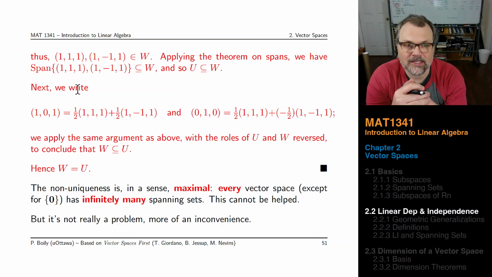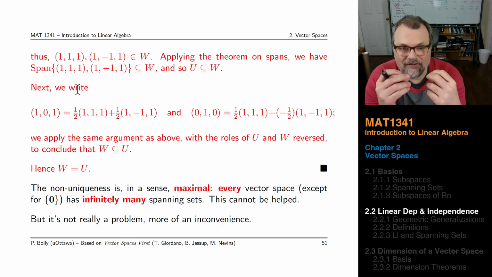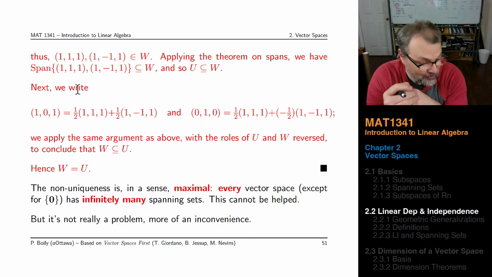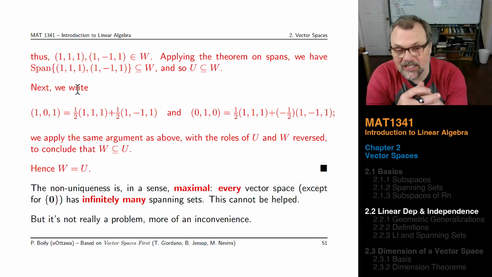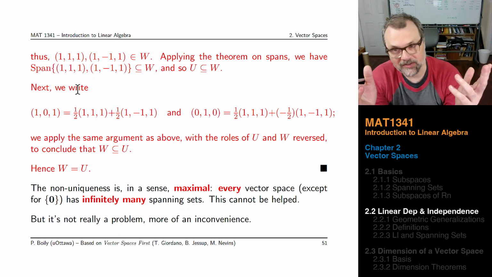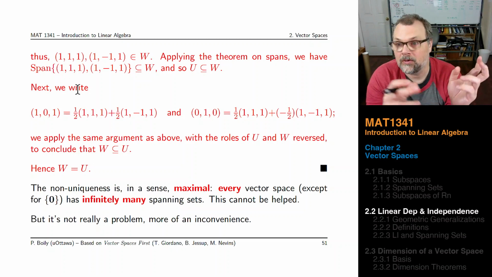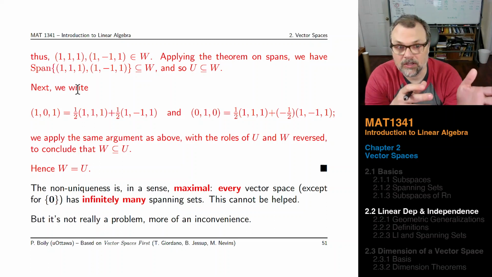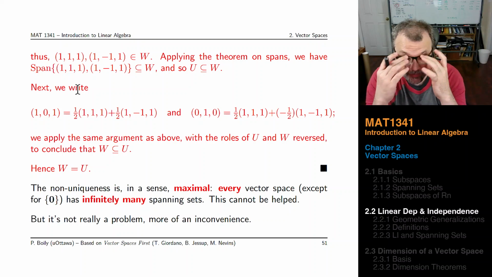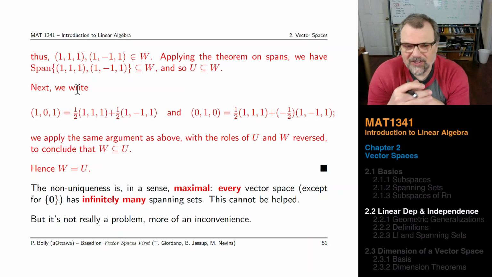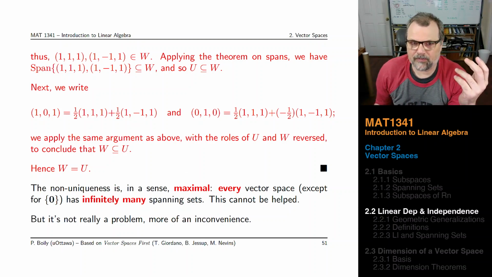The non-uniqueness is maximal, right? Every vector space except for the zero vector space has infinitely many spanning sets. So you can find tons of ways, infinitely many ways, to find vectors that will, when you do linear combinations, give you the subspace in question. You can't help this. That's just the nature of spans and spanning sets. But it's not a real problem. It's just an inconvenience, but it's not a real problem.